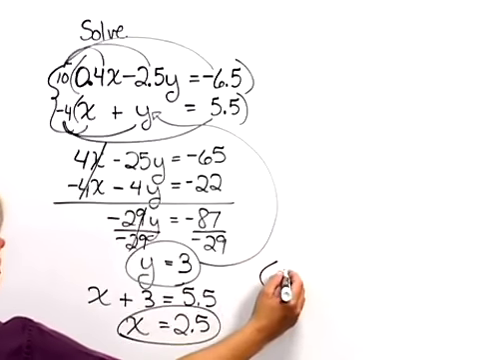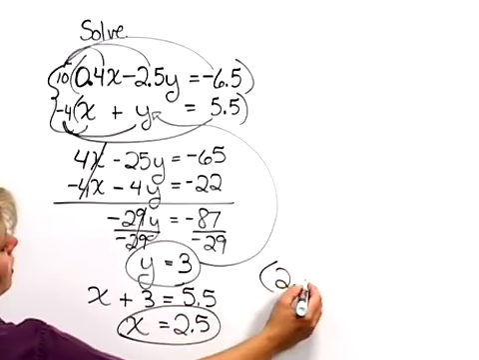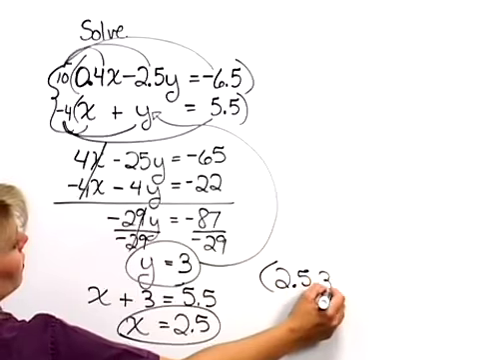So the point where these two lines cross is the point 2.5, 3.